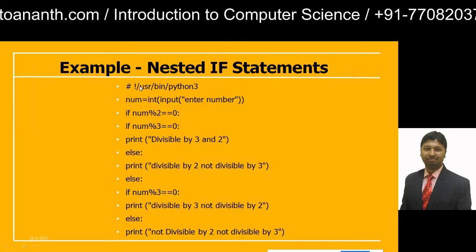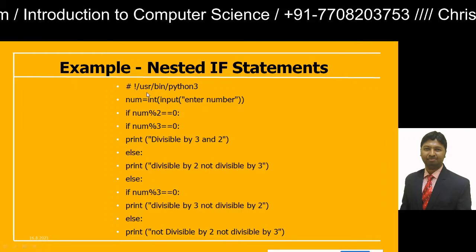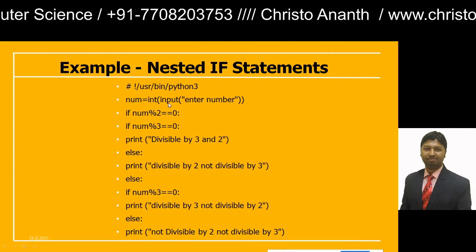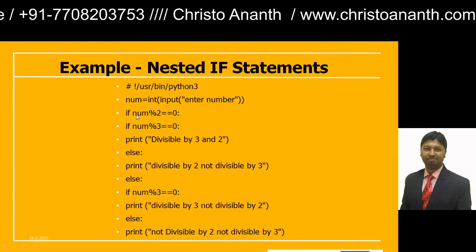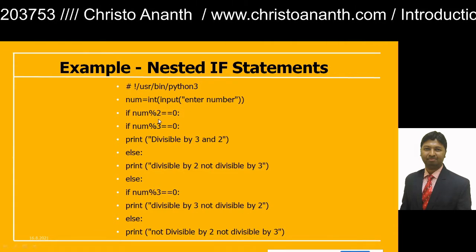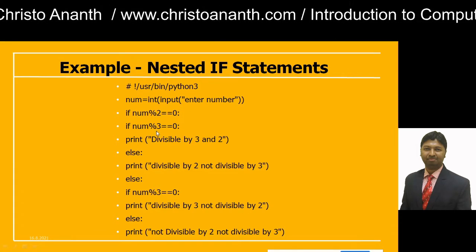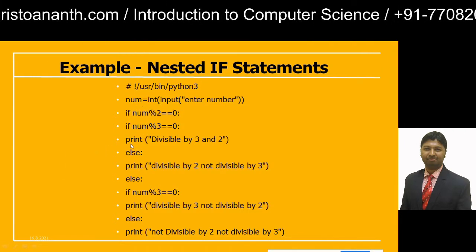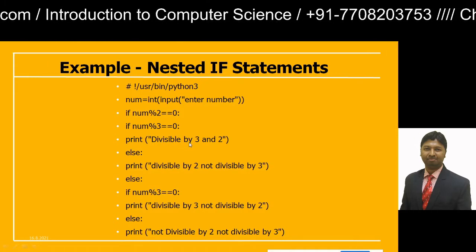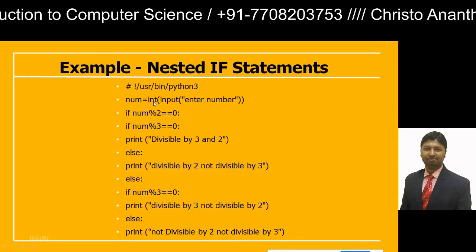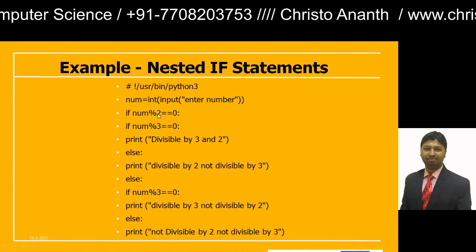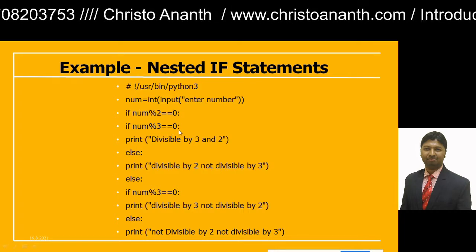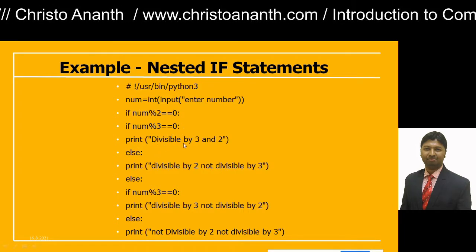In Python 3, num is equal to an integer input. You initialize the input into the number. If num modulus 2, or num percentage 2, equal to 0, and if num percentage 3 equal to 0, for both of the cases you are going to print divisible by 3 and 2. For example, if you have the number 6, 6 percentage 2 would definitely be 0, and 6 modulus 3 would definitely be 0. So you are going to print divisible by 3 and 2.